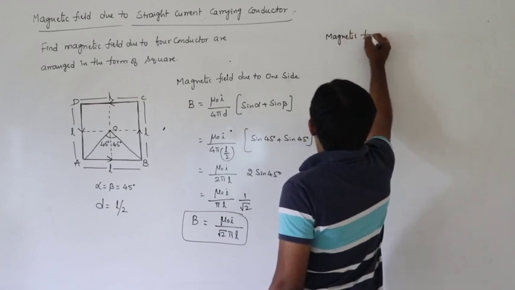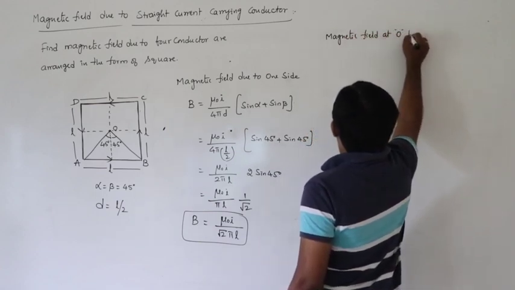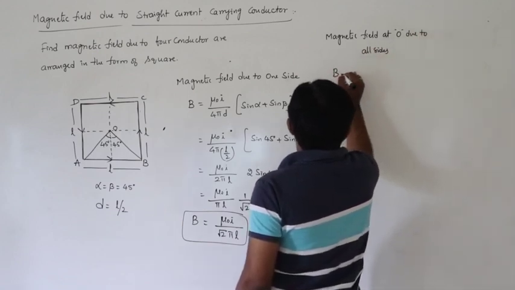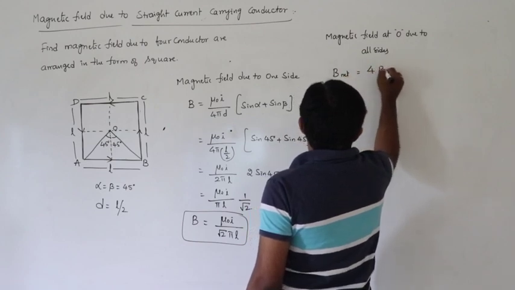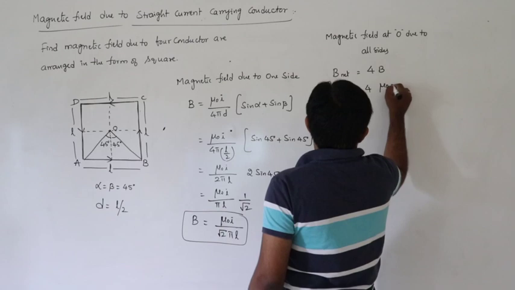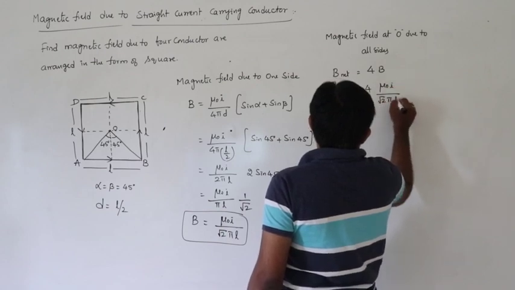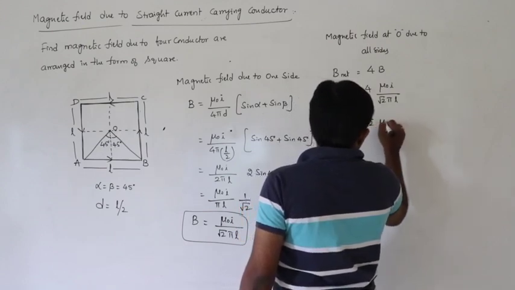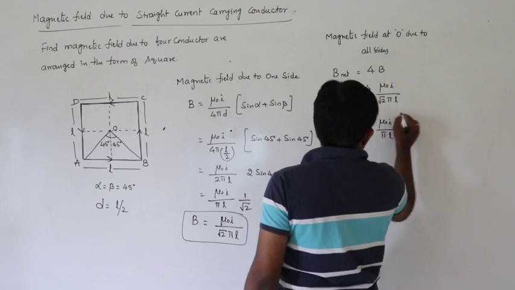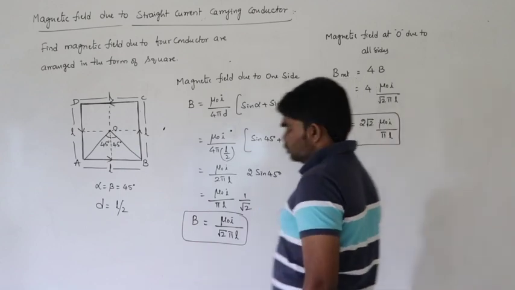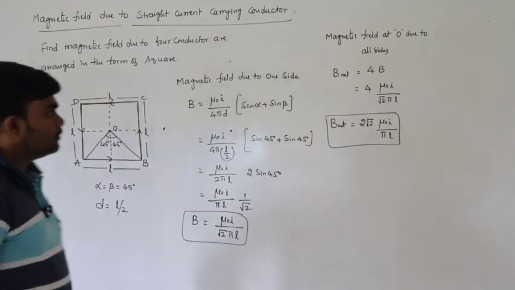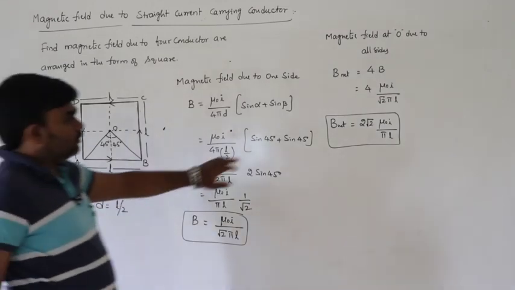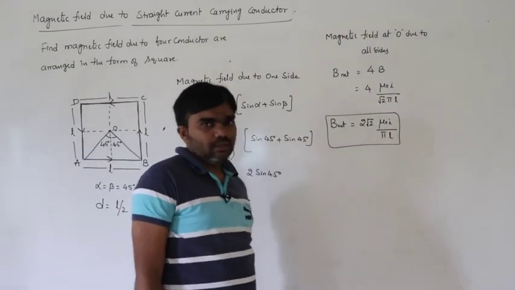Then the magnetic field due to all sides. So the magnetic field at O due to all sides, B net is equal to, how many sides do we have? 4. So 4 into mu naught I by root 2 pi L. This can be written as 4 by root 2, that is 2 root 2, so 2 root 2 mu naught I by pi L. So that is the magnetic field. The net value of the magnetic field is 2 root 2 mu naught I by pi L.